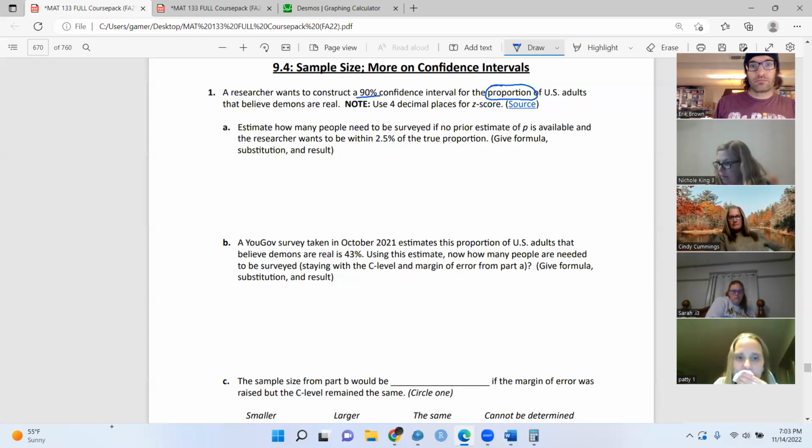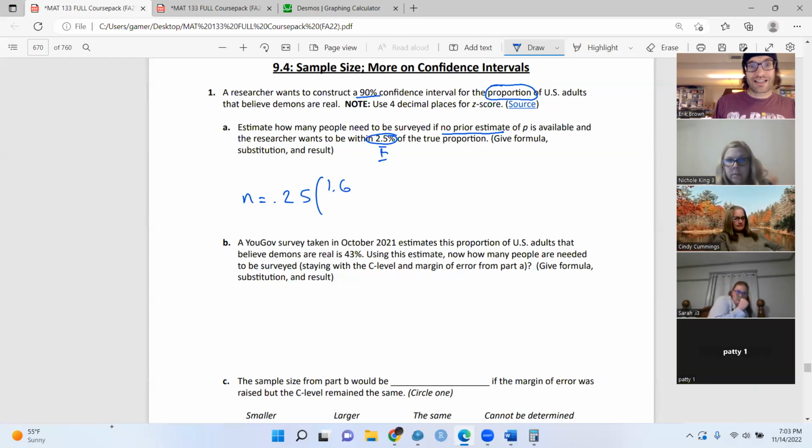Sea level. E. No prior estimate. So 0.25. Let's see. When 90% is 1.6449 or 1.645. I think I'm going to stick with 1.645 because that's most common for my stat lab. And whatever that is should be your answer.